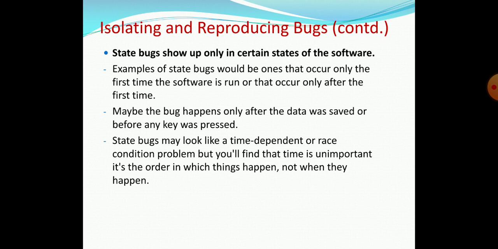Then state bugs, which show up only in certain states of the software. Examples of state bugs would be ones that occur only the first time the software is run, or that occur only after the first time. Okay, so maybe the bug happens only after the data was saved or before any key was pressed. State bugs may look like a time dependent or race condition problem, but you will find that time is unimportant. It's the order in which things happen, not when they happen.